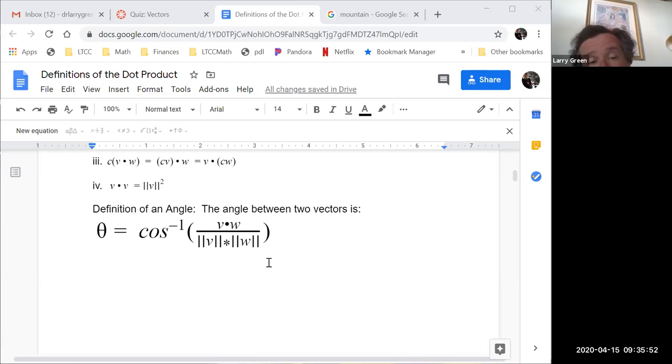You give me two vectors, I can give you the angle between them. Okay, and you can give me the two vectors as coordinates, and then it's very simple. We got a nice definition. Any questions at all on what an angle is? Okay, well that gets us to the next definition.